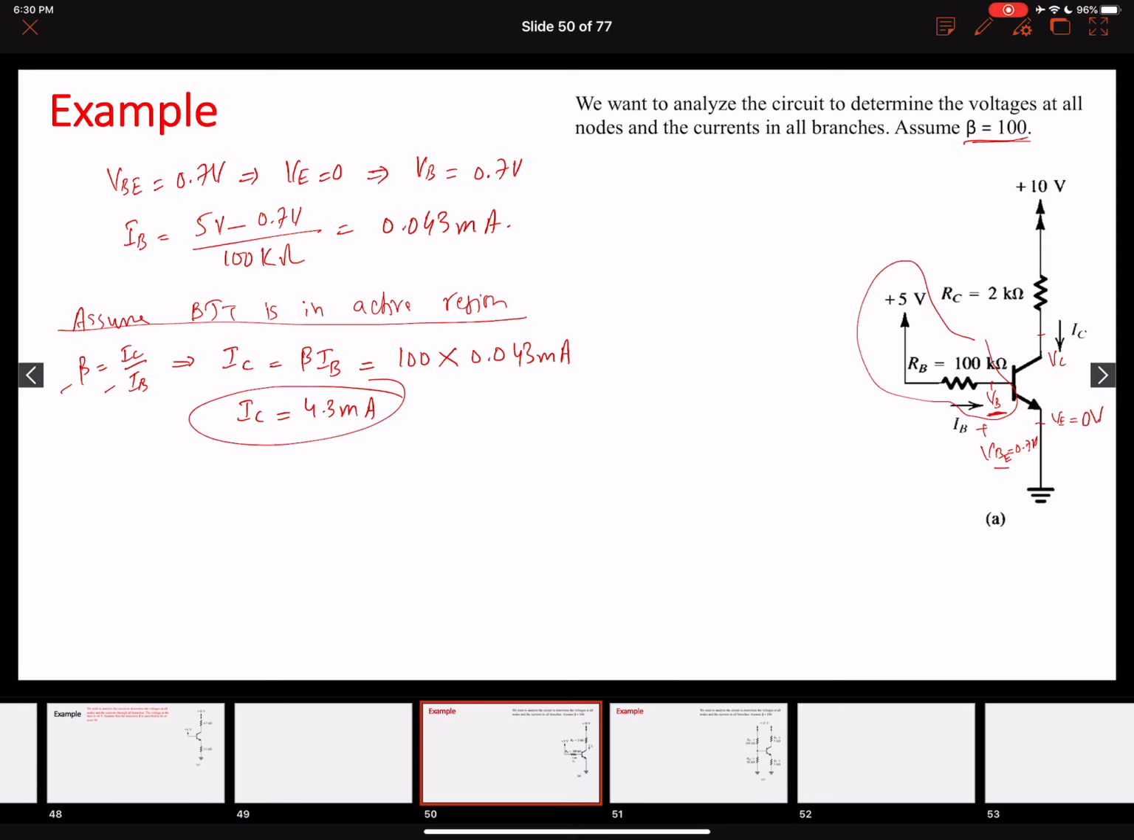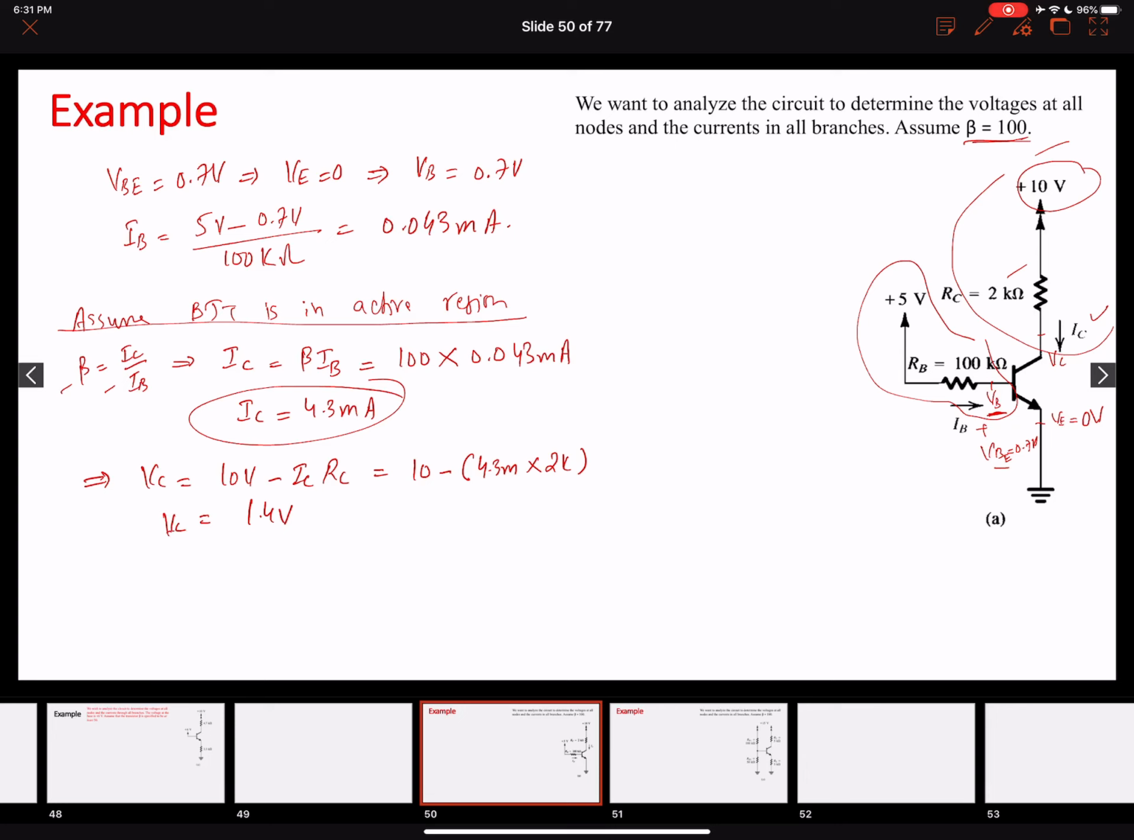Okay, so we ended up finding the value of the collector current. Now I have a value of the collector current. I know the resistance. If I just solve for this, I can easily find the value of the collector voltage. So if I apply Kirchhoff's voltage law, our VC will be equal to 10 volts minus ICRC. So it will be 10 minus IC, 4.3 milliamperes, times RC. RC is 2 kilo ohms. So the value of VC will come out to be 1.4 volts.